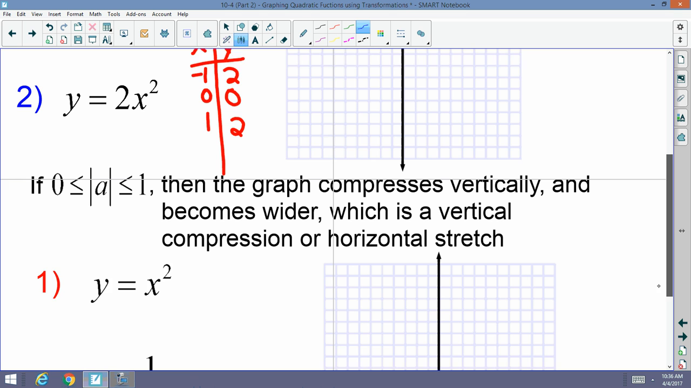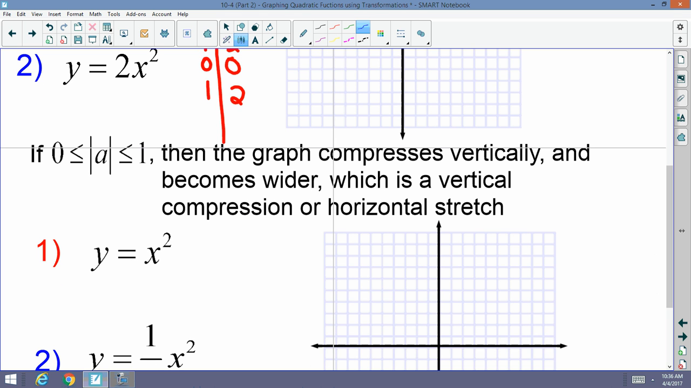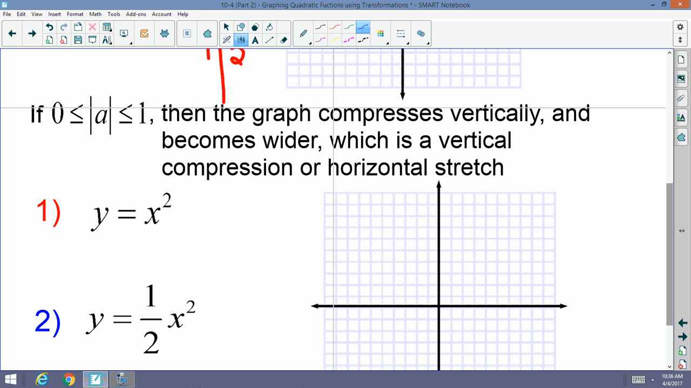Next, if the absolute value, I don't care if it's positive or negative, but if the absolute value of A is greater than 0 but less than 1, it's between 0 and 1, in other words, it's a fraction or a decimal, I'm going to have a vertical compression. It's going to get wider. I'll prove it. y equals x squared. It's right here.